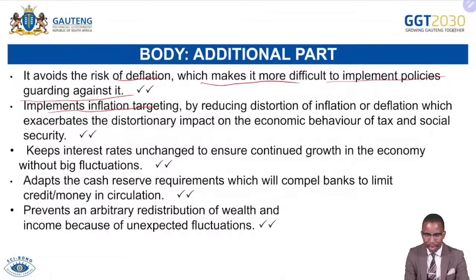It implements inflation targeting by reducing distortion of inflation or deflation, which exacerbates the distortionary impact on the economic behavior of tax and social security. Keeps interest rate unchanged to ensure continued growth in the economy without big fluctuations. Adapt the cash reserve requirements, which will compel banks to limit credit or money circulation. It prevents the arbitrary redistribution of wealth and income because of unexpected fluctuations.